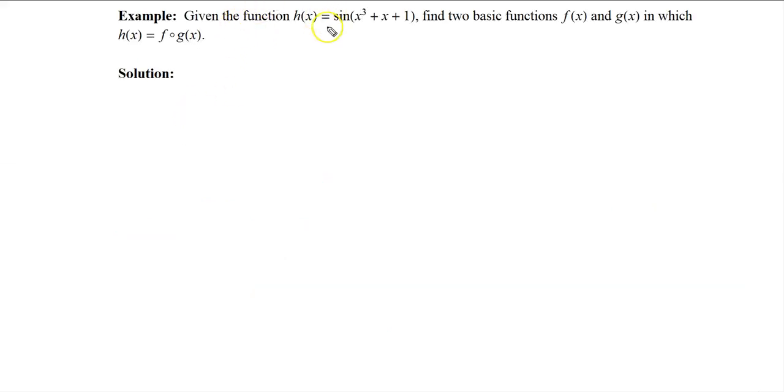Let's take a look at this example. If we're given the function h of x equals the sine of x cubed plus x plus 1, let's find two basic functions f of x and g of x in which h is equal to the composition f composed with g. Well, we can pretty easily see here that if we pick what's inside here to be our g of x, and we pick our sine to be our function f of x, then this will be f of g of x.